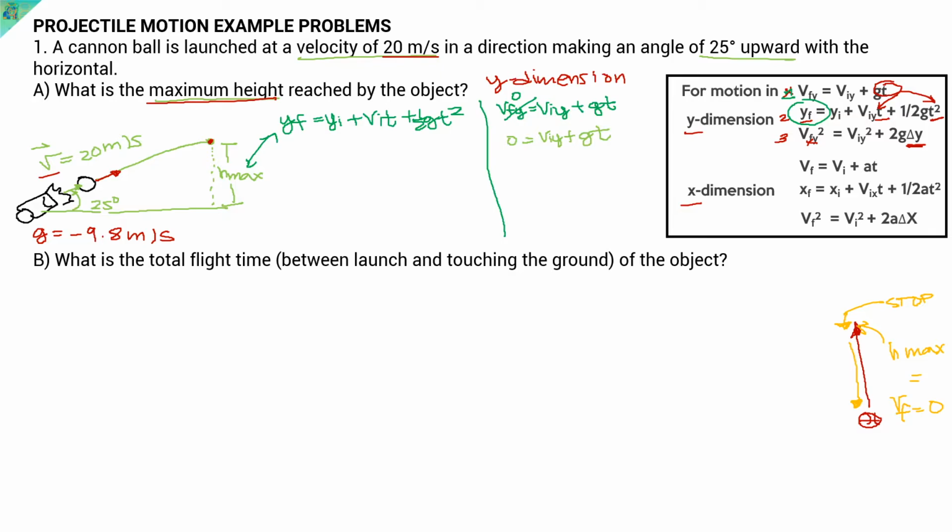Okay. So what we want to do now is isolate T sa katabi niyang G. Okay, that's what we want to do. For us to do that, I'm going to transfer VIY to the other side of the equation, making it negative VIY is equal to GT. Isolating T, divide both sides by G, and then this will be cancelled out. Our final formula now is T is equal to negative VIY.